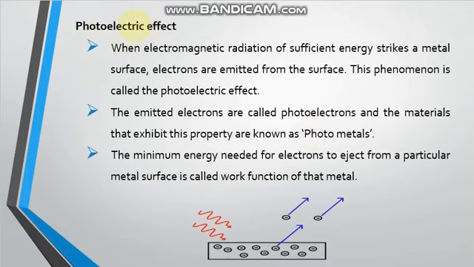Before doing this experiment, first of all we will see what the photoelectric effect is. The photoelectric effect is nothing but when an electromagnetic radiation is incident on a metal surface, electrons are released from the metal surface. This phenomenon is called the photoelectric effect, and the emitted electrons are called photoelectrons, and the minimum energy required to release the electrons from the metal surface is called the work function.